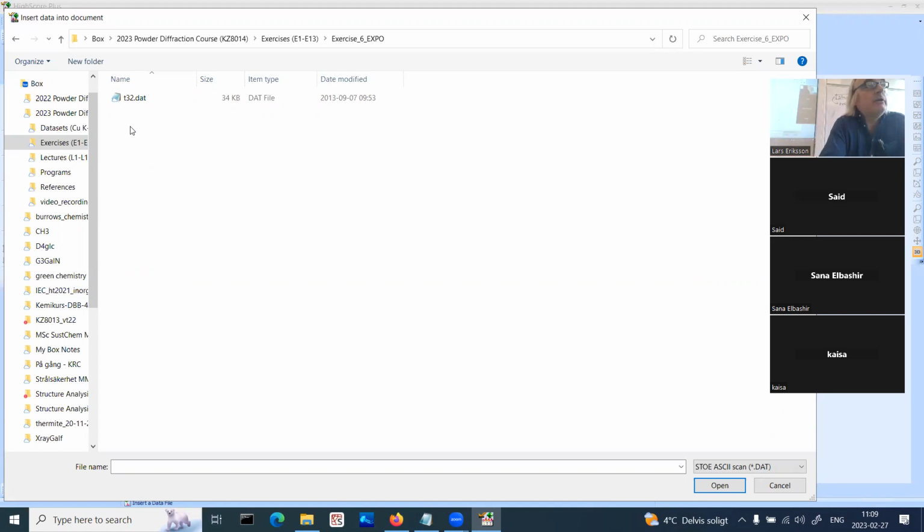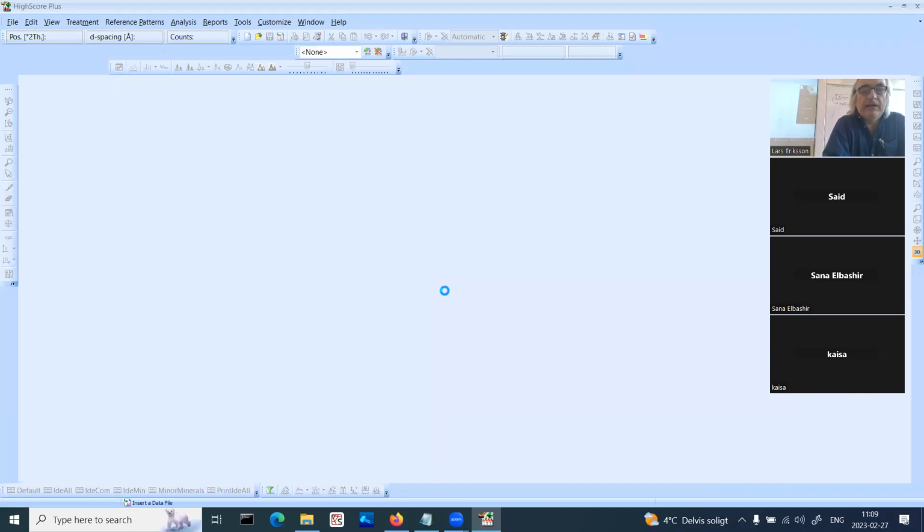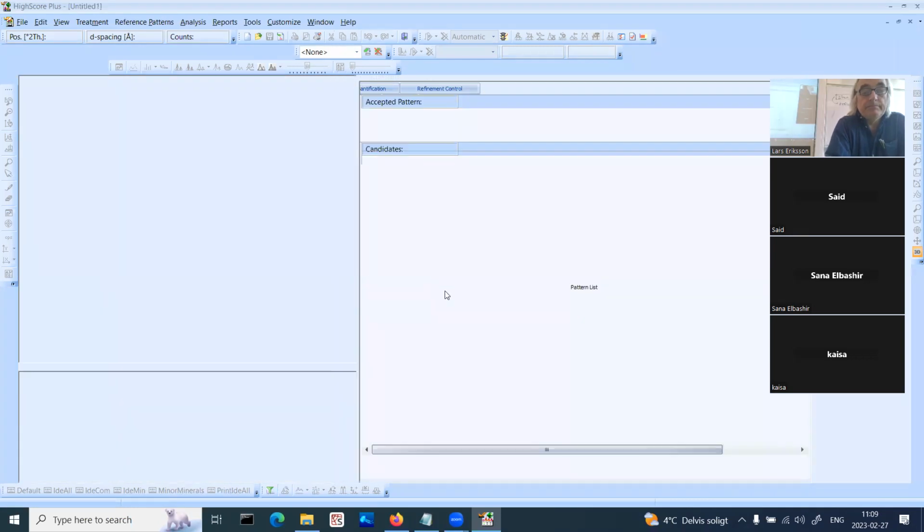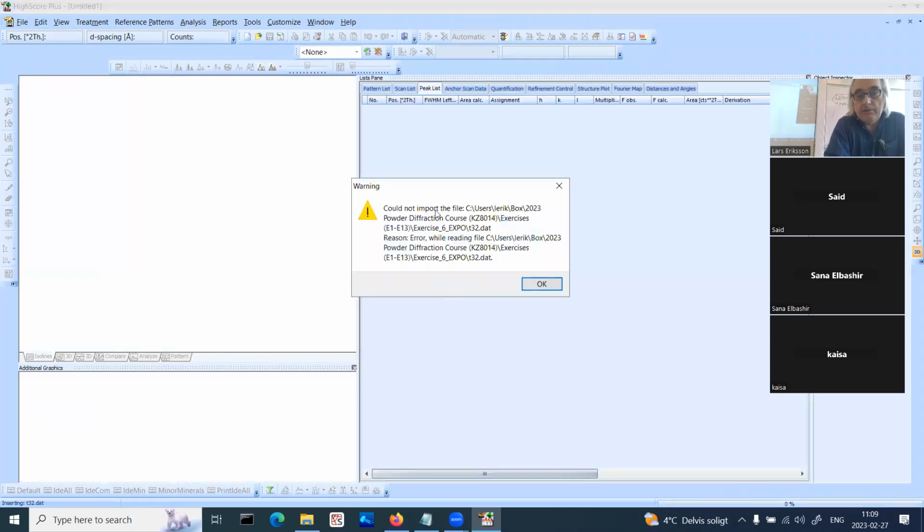But if you go to HighScore or if you go to EXPO, the different types of software will require different input formats, both of the instruction file and of the diffraction data. So I hope this works. We'll see if we see something that looks like a diffraction pattern or an error message maybe. Could not import file. Reason: error while reading.